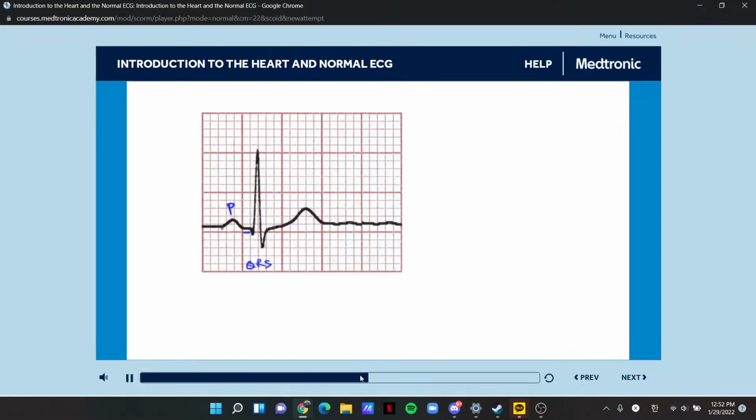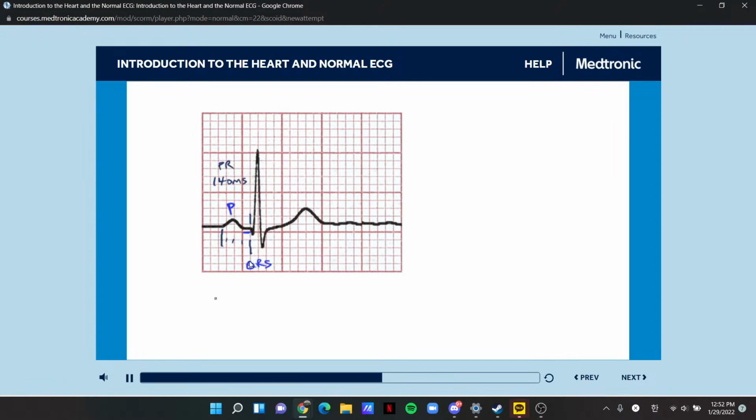The PR interval is the time between the beginning of the P wave and the beginning of the QRS complex. In this case, it's easy to see that the QRS starts on this thin line, so we can measure back to see when the P wave starts. So this is 1 small box, 2, 3.5 small boxes. Remember, every small box is 40 milliseconds. That equals 140 milliseconds for the PR interval.